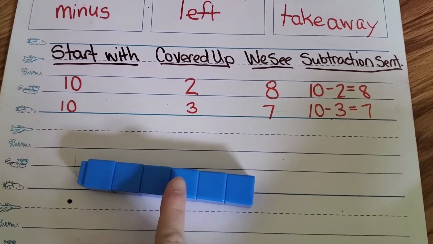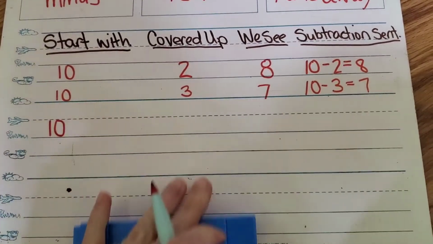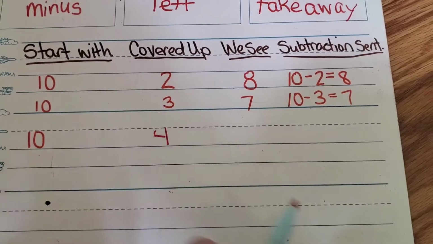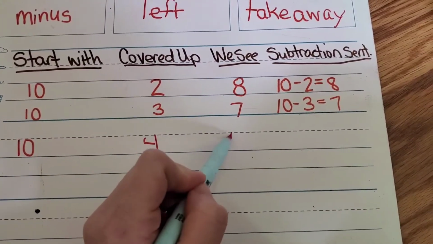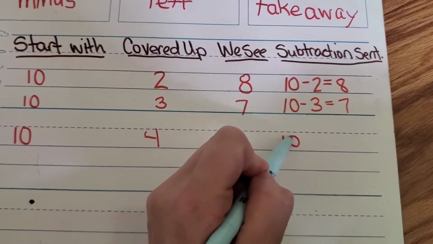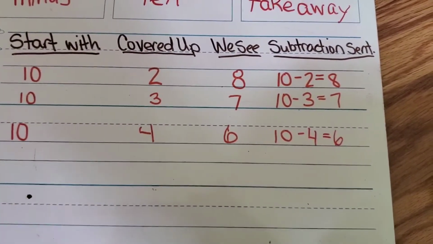1, 2, 3, 4, 5, 6. So I started with how many socks? I started with 10. The washing machine ate how many? 4. And I was left with 6. So our subtraction sentence is 10 minus 4 equals 6. Let's do one more.